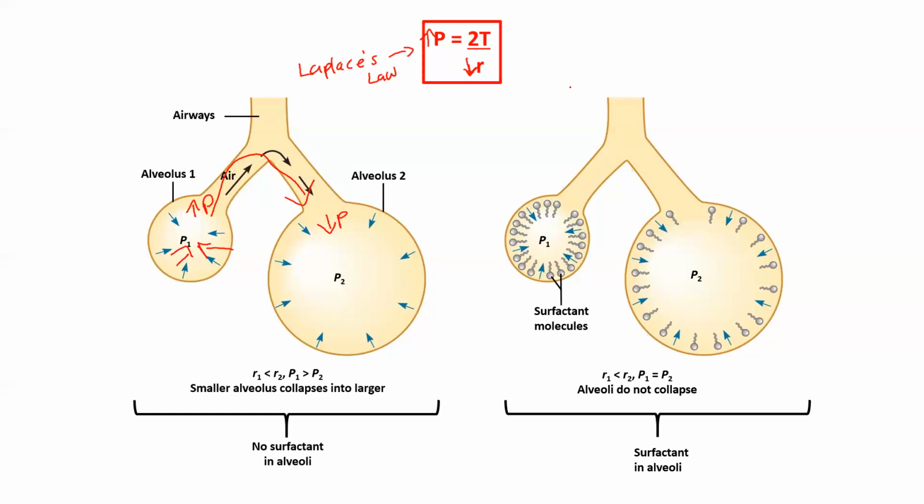So the question I was asking was the structure that is also present among alveoli that helps to bring about this equalizing of pressures. Anyone remember that structure?